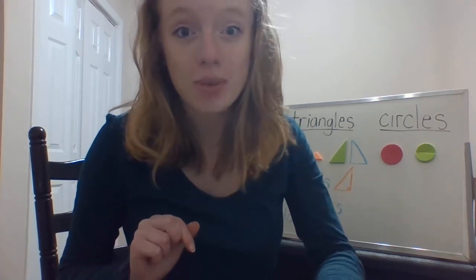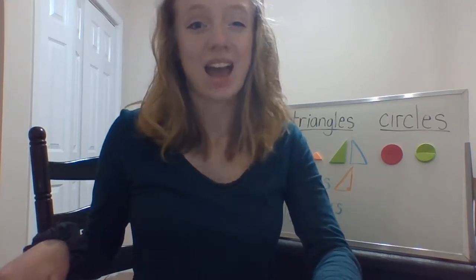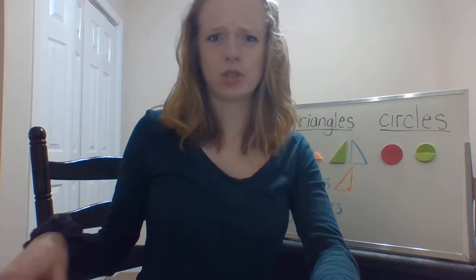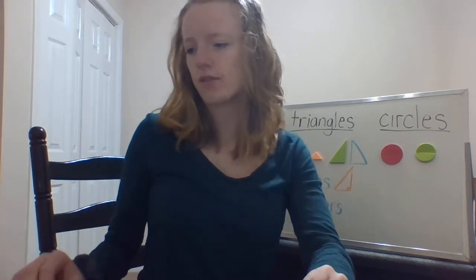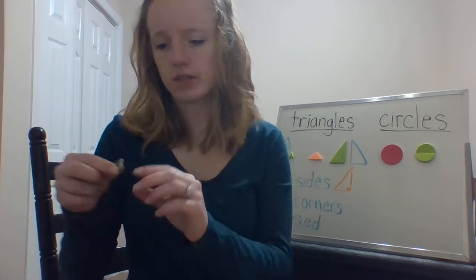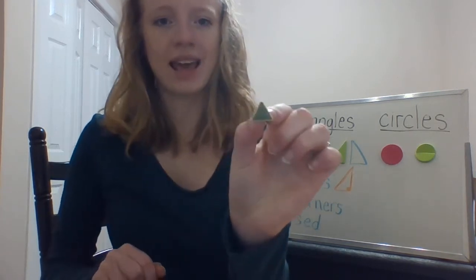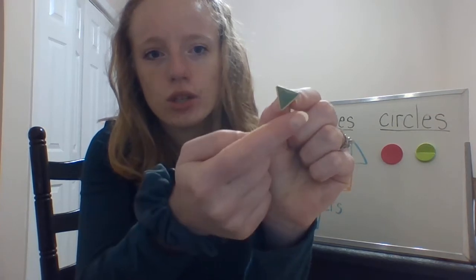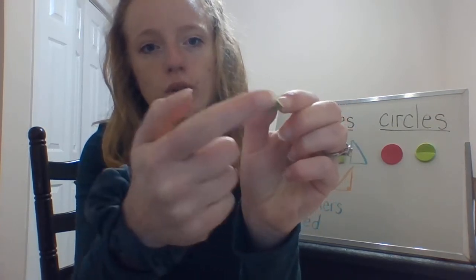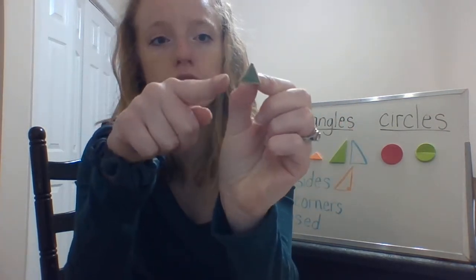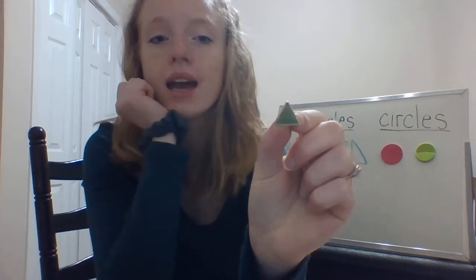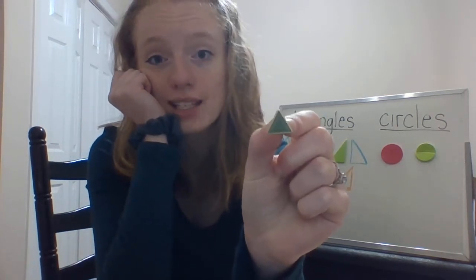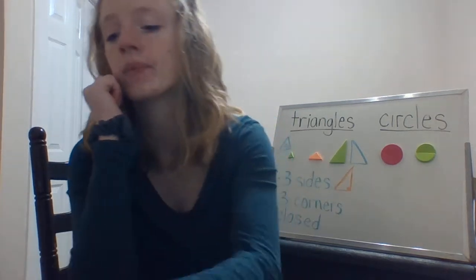So I went on a shape hunt around my house, and I had a hard time finding things that were shaped like triangles in my house, but I did find a few things. I found an earring. Let's see. 1, 2, 3 sides. 1, 2, 3 corners. And this is a triangle where all of the sides are the same length.